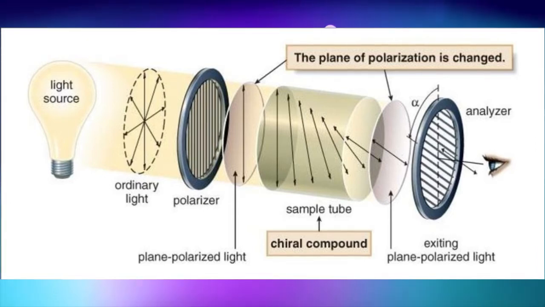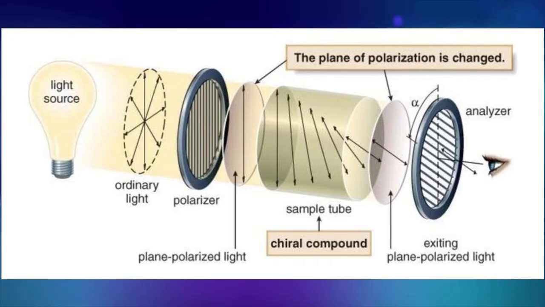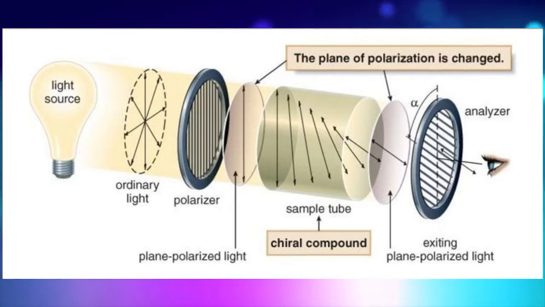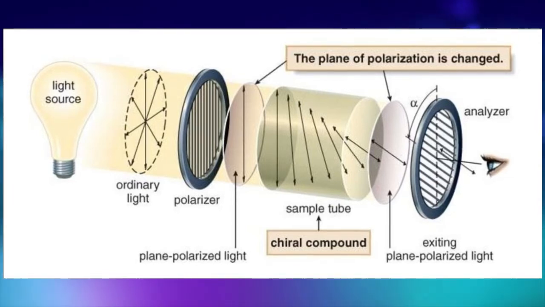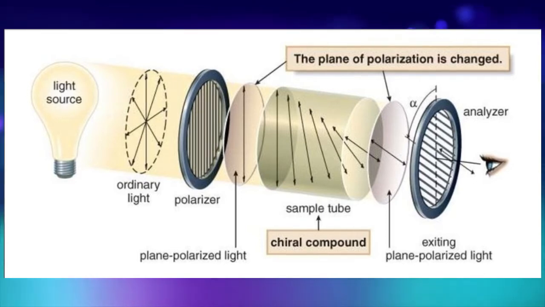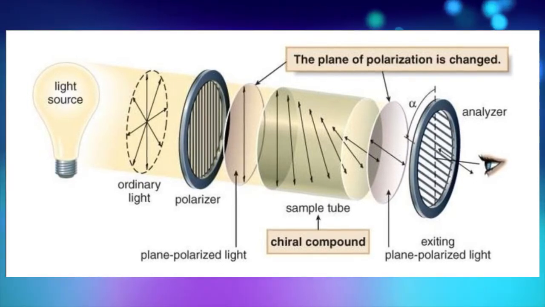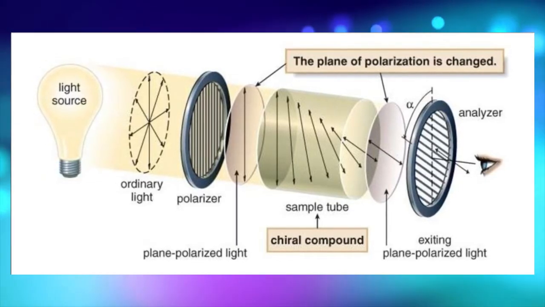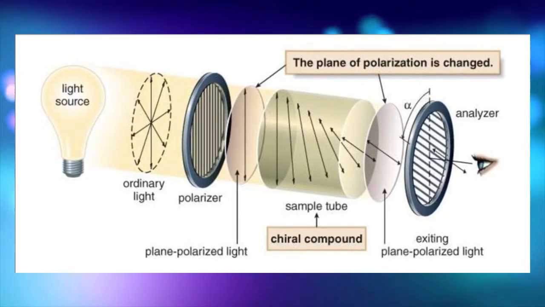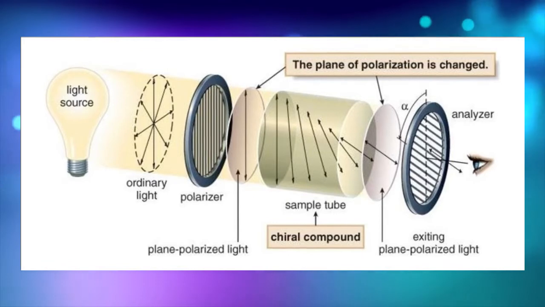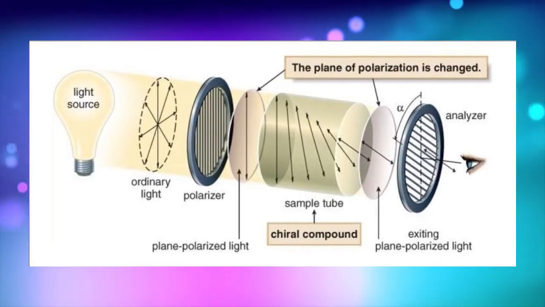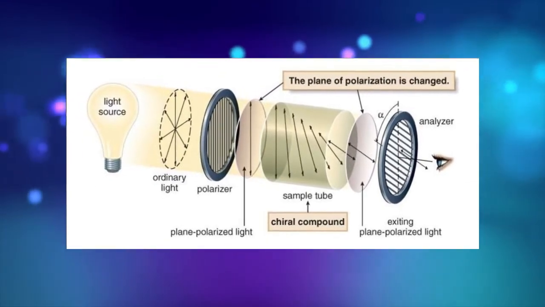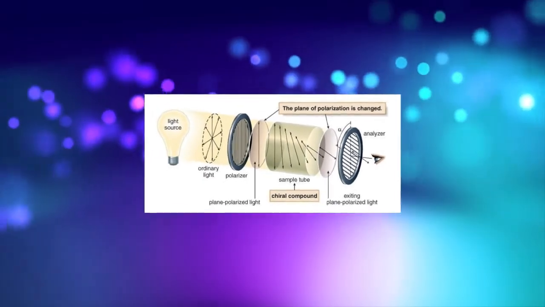Now one end will have the sample, and at the other end there will be the eye. You will see the direction of the plane polarized light: if your sample is optically active, that is, if it contains a chiral compound, then the plane polarized light will be rotated. In what direction that rotation will be, we cannot predict from here; that can be shown only by the polarimeter. The polarimeter will tell us whether the sample rotates clockwise or anti-clockwise.